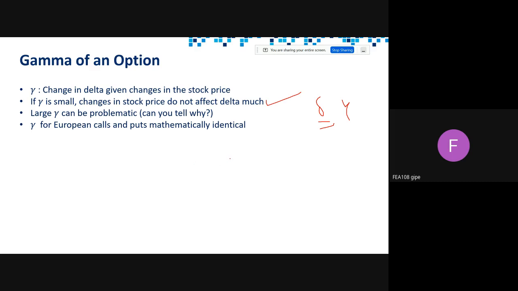Let me write the definitions here again. Delta is nothing but the change in the call price divided by the change in the underlying stock price. And gamma is nothing but the change in delta divided by the change in the stock price. So if gamma is small, changes in stock price do not affect delta much.